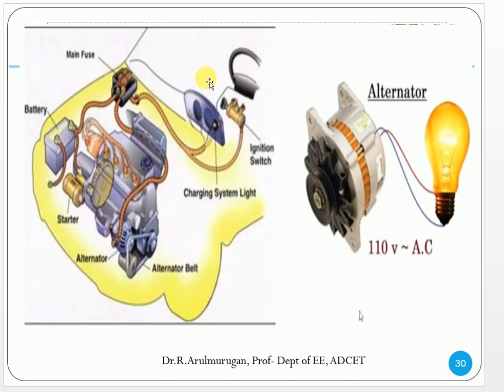You have seen that in the car engine. Okay, the engine system is connected through the belt to the alternator. This is the alternator. So from the engine, the belt is connected. So we give the mechanical input, and the system produces the electrical output.